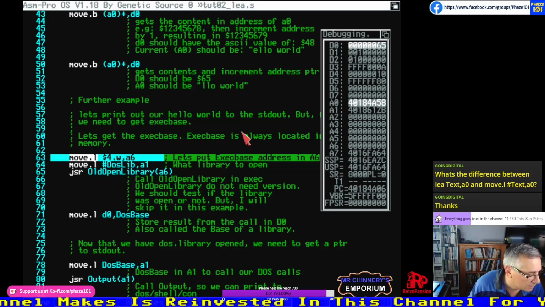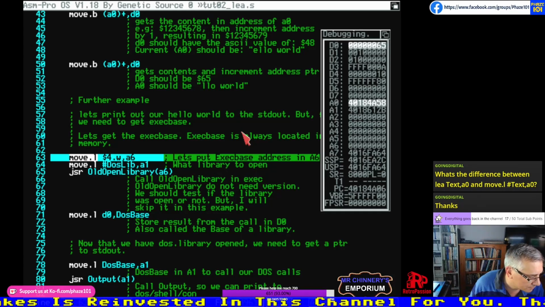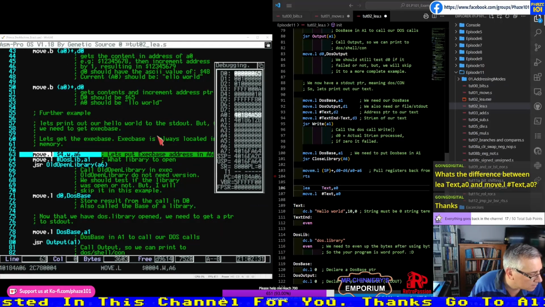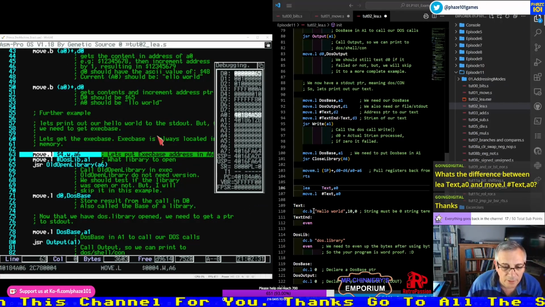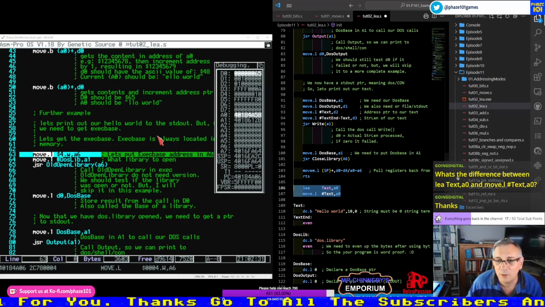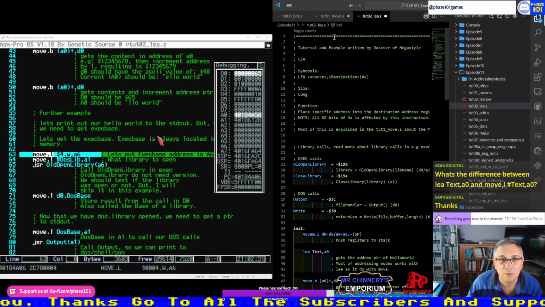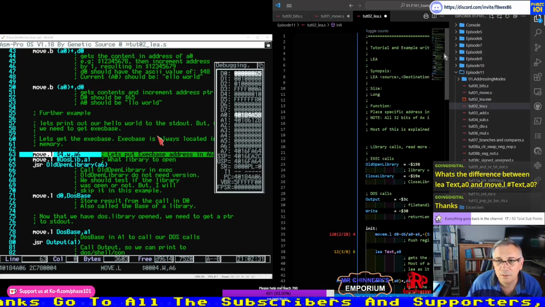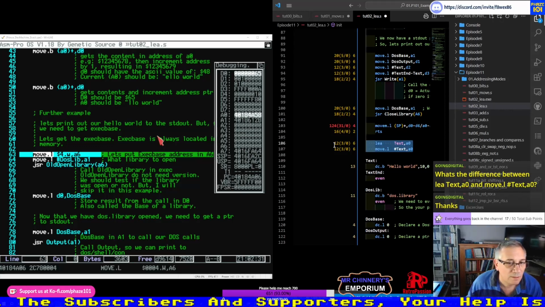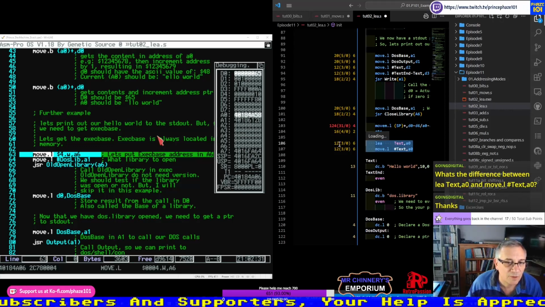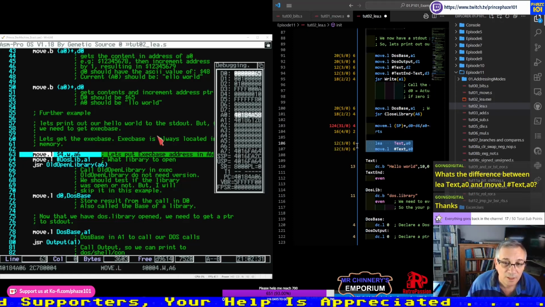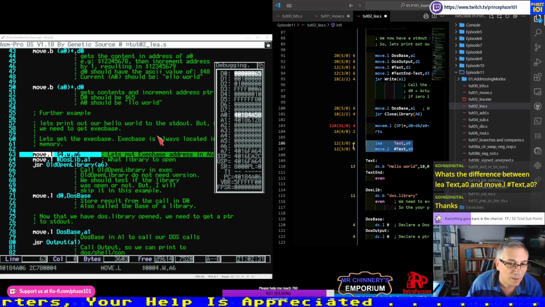Okay, so let me switch again. So you can see on my right side, I wrote these two instructions, okay? I'm going to toggle the counters. You can see both of them take the same amount of time and the same amount of cycles. Both of them is 12, and both of them are 6 bytes.